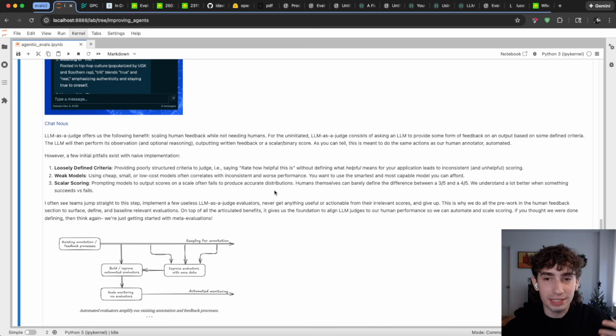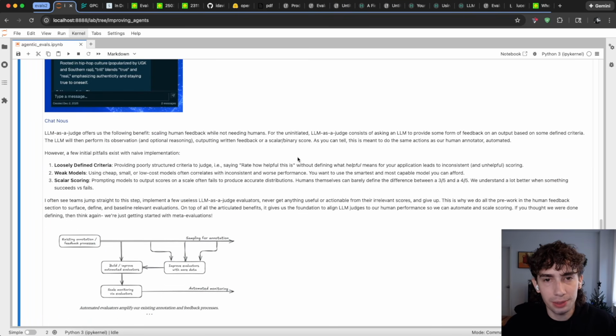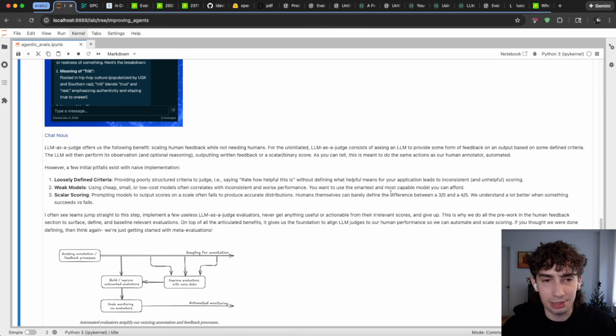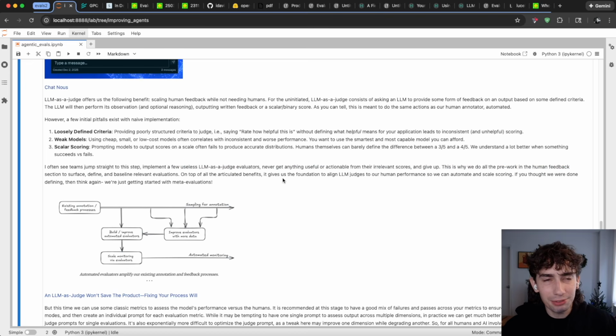Essentially, it's meant to do the same actions as our human annotator, but automated. One of the core issues I see with LLM-as-a-judge is that most teams skip over the human feedback collection step and go straight to the LLM-as-a-judge step. They implement a few useless LLM judges and evaluators, really never get anything that is useful or actionable from these irrelevant scores, and then give up with it all entirely.